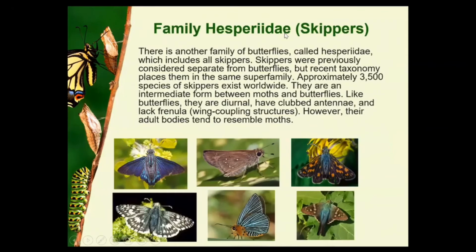So now we're going to talk about skippers. There's actually another family of butterflies called Hesperiidae, which includes all skippers. Previously, they were considered separate from butterflies, but recently they were placed in the same superfamily as them. There are approximately 3,500 species of skippers worldwide, and they're considered an intermediate form between moths and butterflies. Like butterflies, they're diurnal, they have clubbed antennae, and they lack frenula, which are wing coupling structures. However, their adult bodies tend to resemble moths. So these are some examples of skippers.